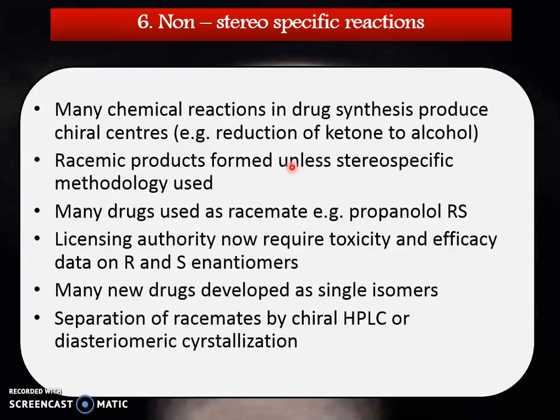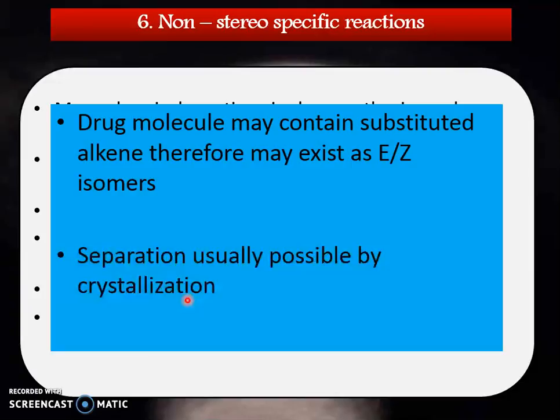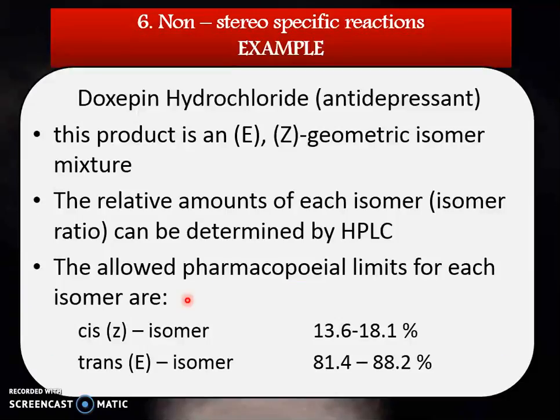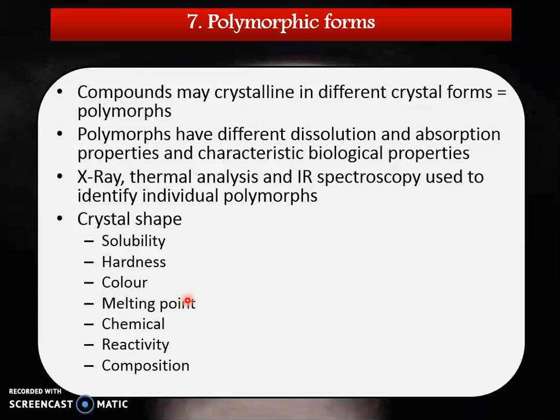Sixth is non-stereospecific reactions, where the product of this reaction is not stereospecific. You can have an R configuration and you can have an S configuration. So in some drugs, for example, new drugs, they are developed as single isomers, for example, in R configuration. So if the reaction is not stereospecific, the S configuration will be considered as an impurity. This is an example.